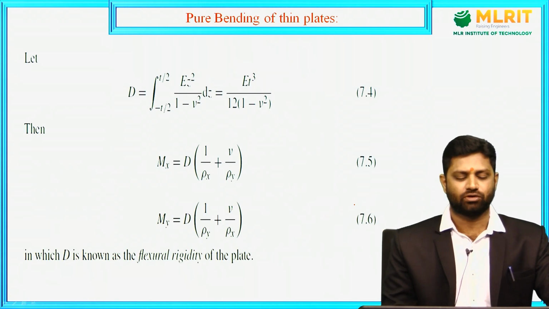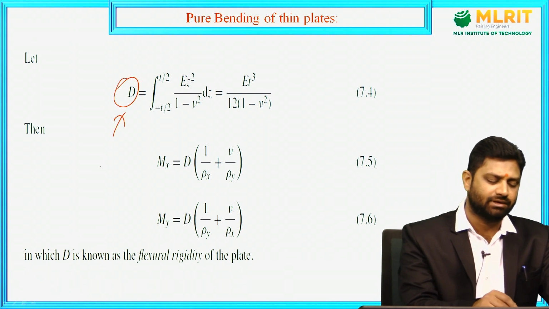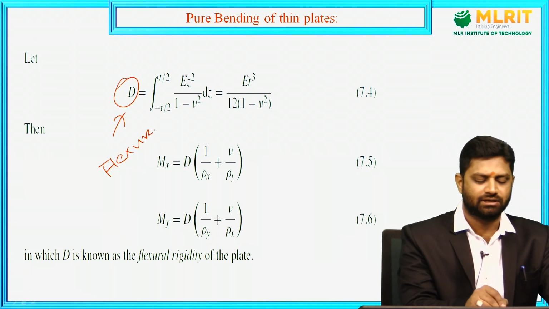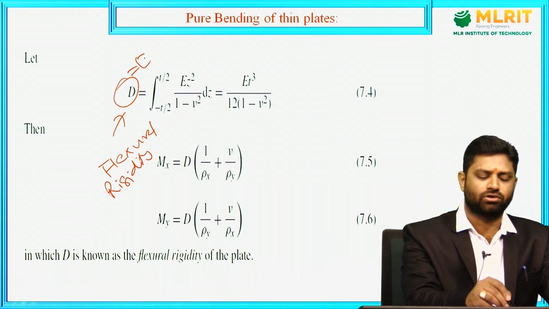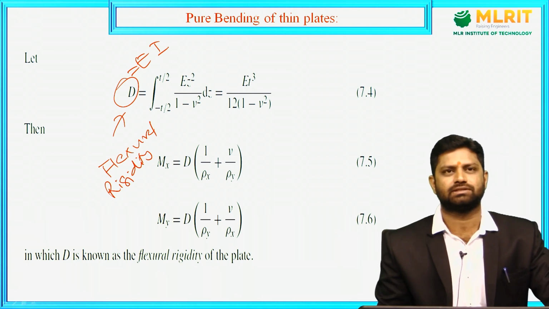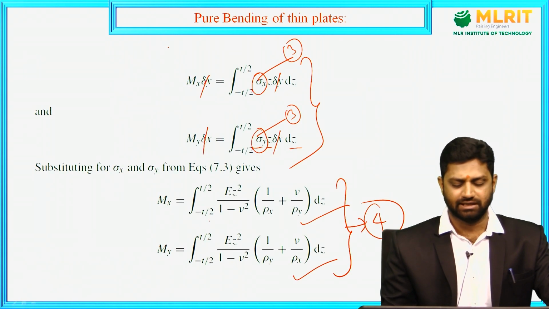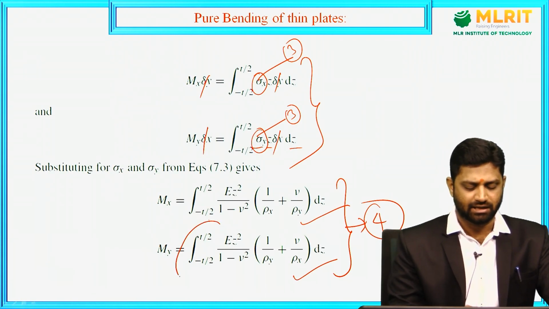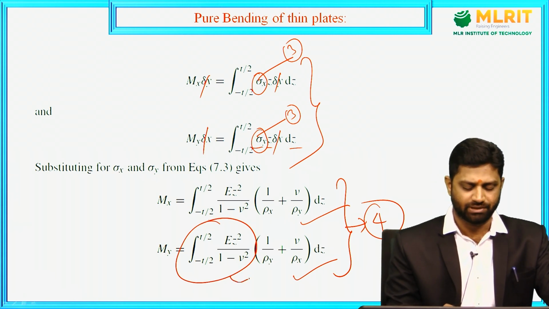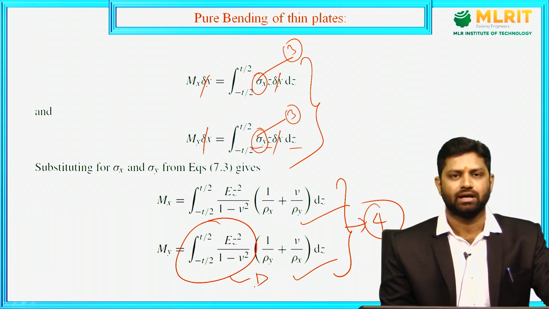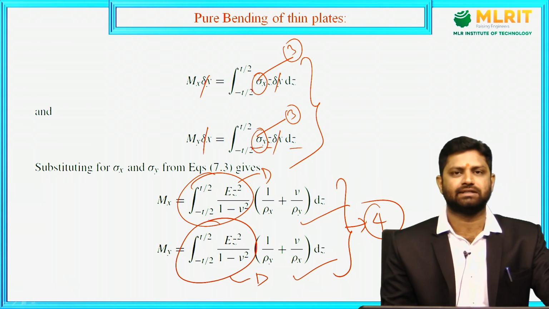The next thing we are doing here is assuming a capital D. D is nothing but flexural rigidity, which is the product of capital E and I, Young's modulus and moment of inertia. So for this thin plate, whatever we have here, the integral from minus t by 2 to plus t by 2 of Ez square by (1 minus nu square), we are assuming this as capital D, and we are replacing this in both of the equations as capital D and rewriting these equations.